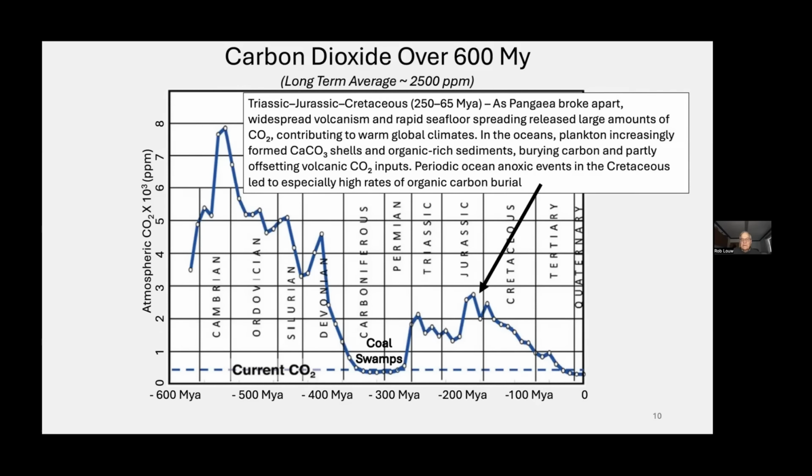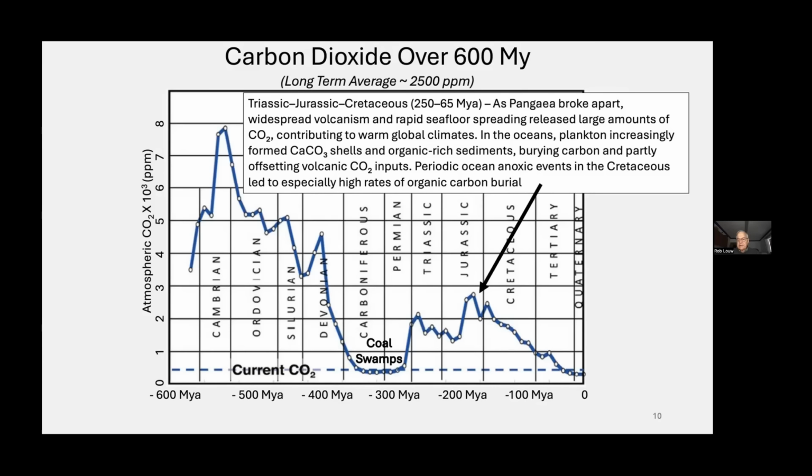Later, we reached the Triassic, Jurassic, and Cretaceous periods, which is 250 to 65 million years ago. And this happened as Pangaea broke apart. Widespread volcanism and rapid seafloor spreading released large amounts of CO2, contributing to warm global climates. The levels there rose nearly back to 3,000 parts per million.